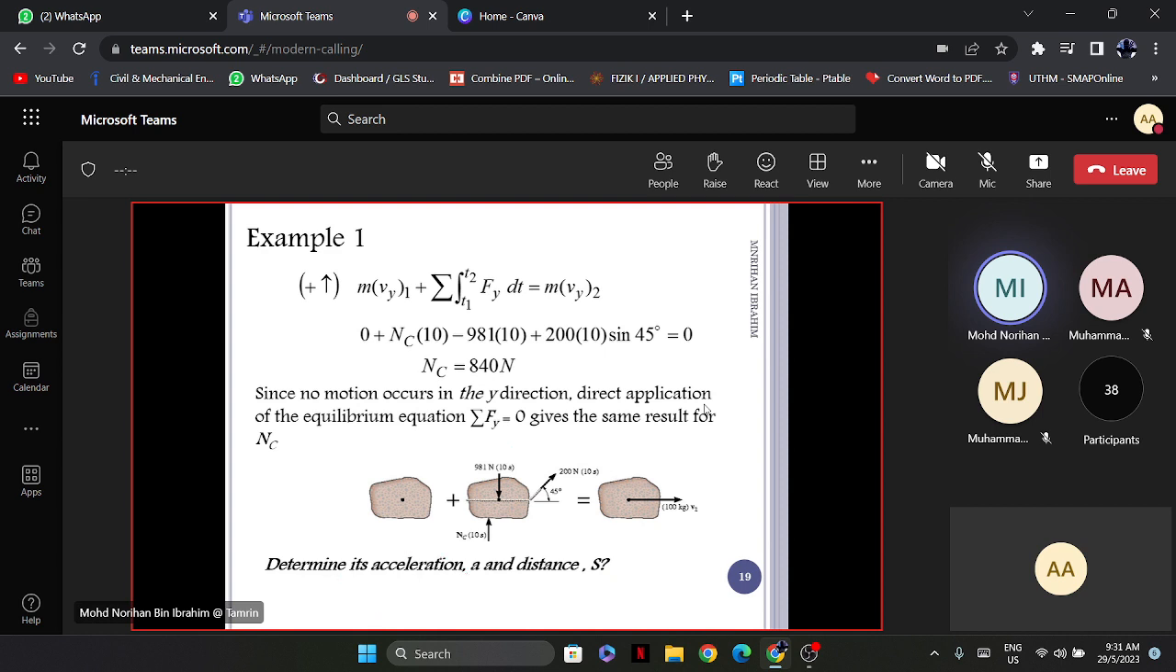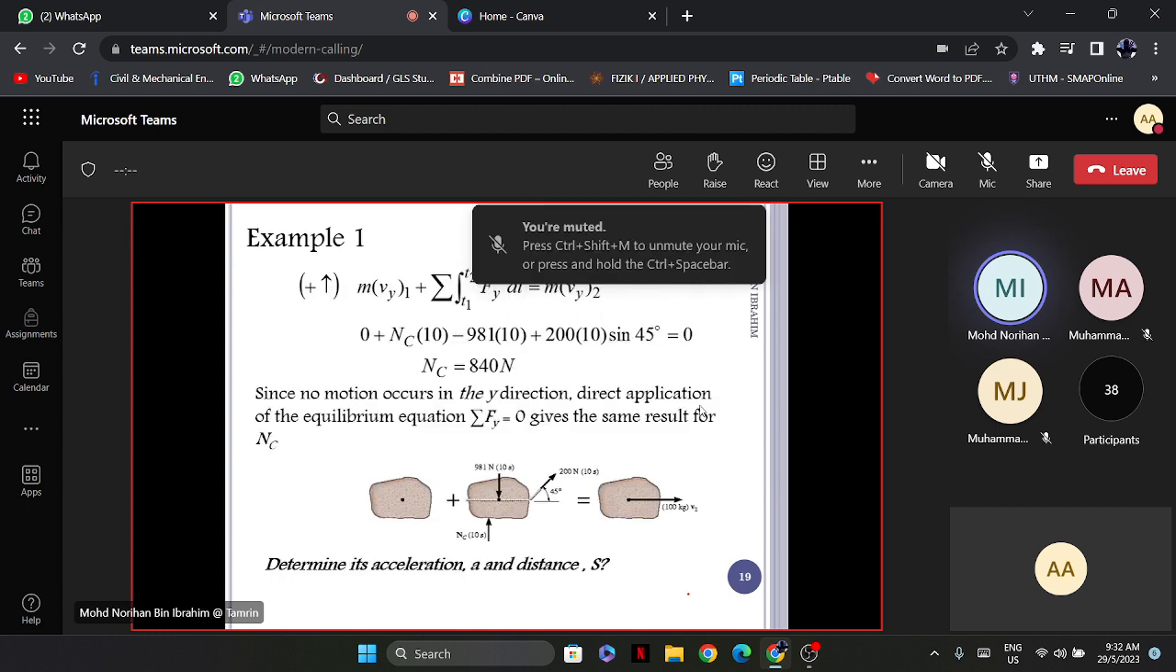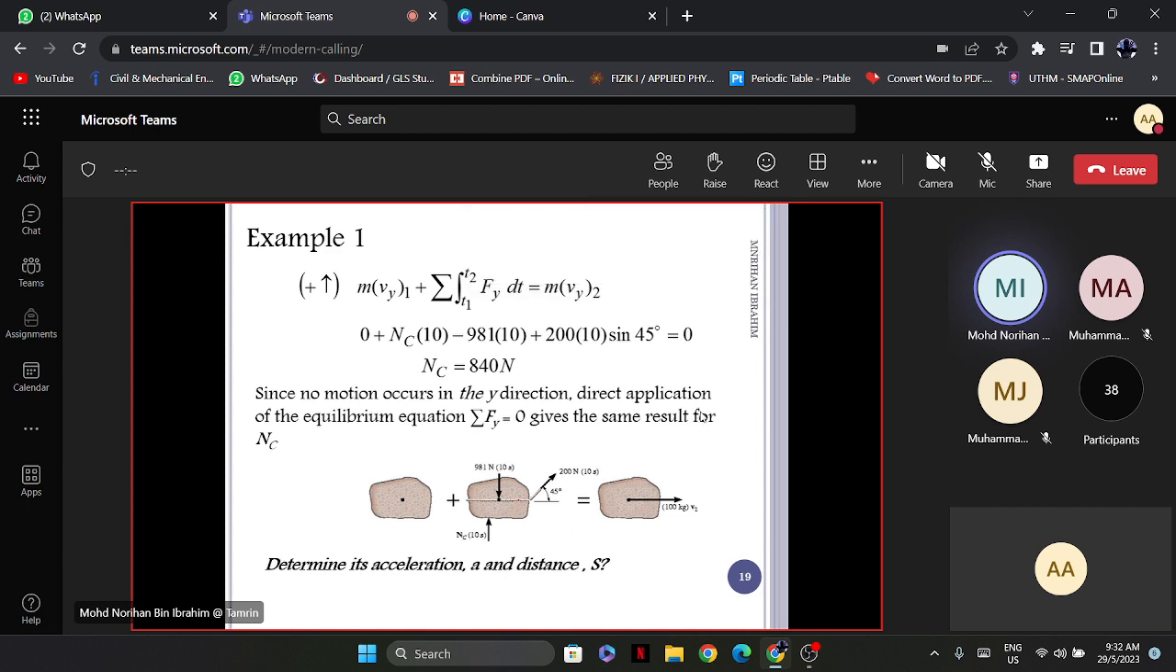We have an additional question: determine its acceleration a and distance s. You can try to do it at home. When you want to get all these things, you need to remember what you have learned previously and apply the appropriate method.